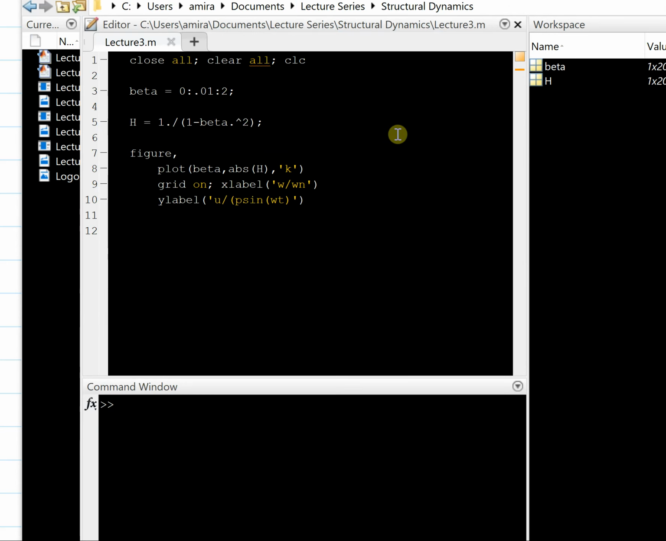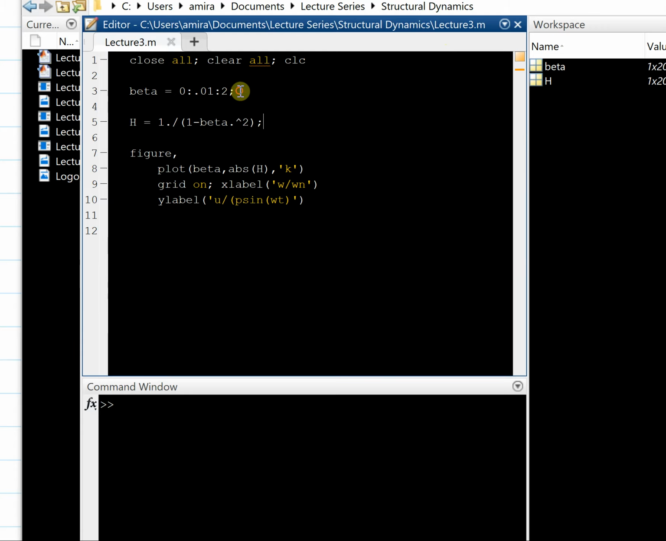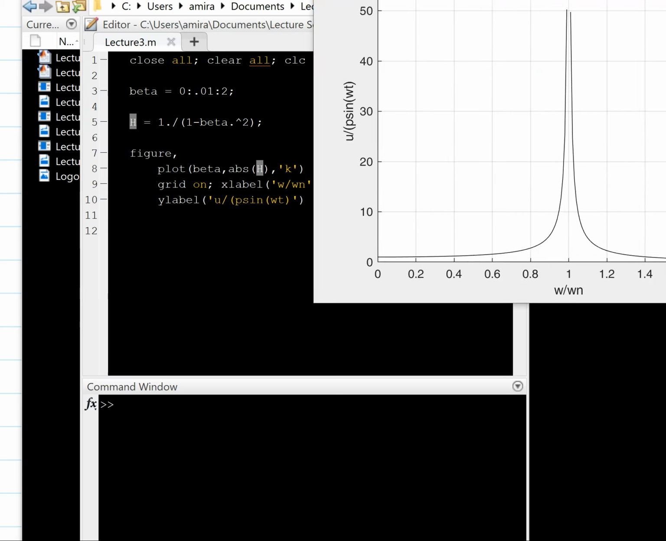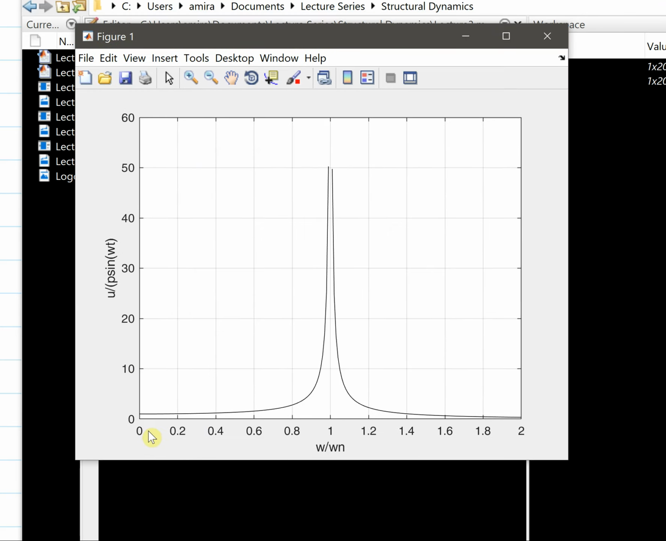So here's our MATLAB, and we have this beta term, which is pretty much omega over omega n. We have the h term, and we're plotting the absolute value of h against beta. And so let's click run, and this is what we're seeing. Whenever the value of omega is really small with reference to omega n, we will be at an amplitude of 1. And so this amplitude down here should be fairly small. Let's see, there you go. This amplitude here at the vertical axis has a value of 1.